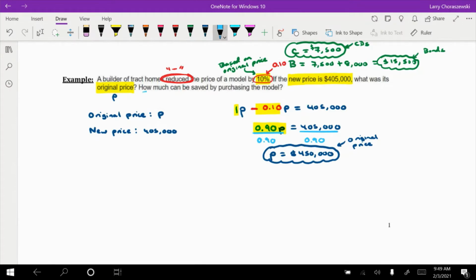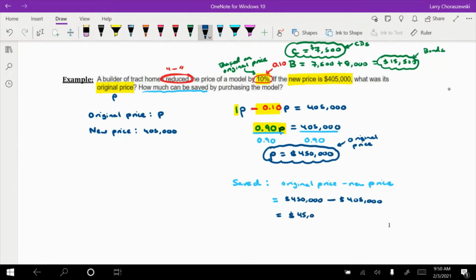But keep in mind, they want to know how much can be saved by purchasing the model. So right underneath this, I'll indicate my workspace for how much is saved. And basically, it's going to be the difference of the original price and the new price. Okay, so I'll write that out. And we just figured out the original price was $450,000. And the new price was provided to us as $405,000. And the difference between these two quantities is $45,000.